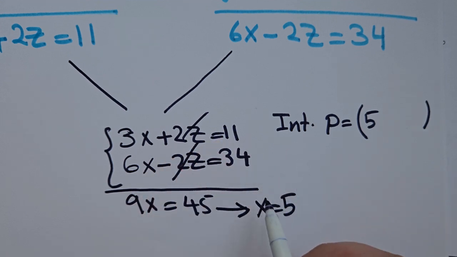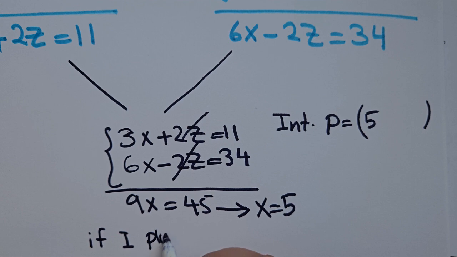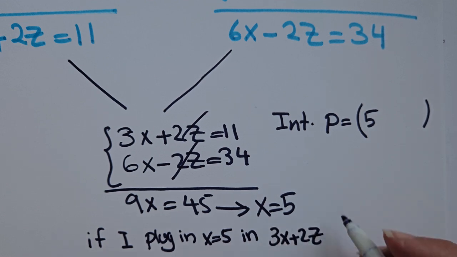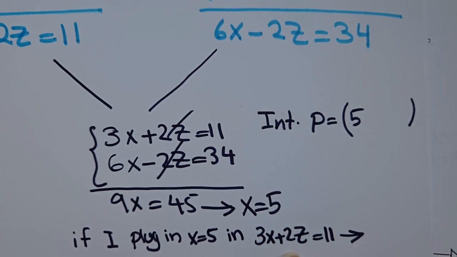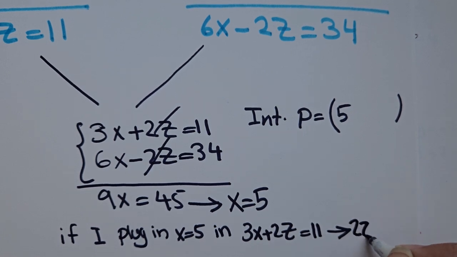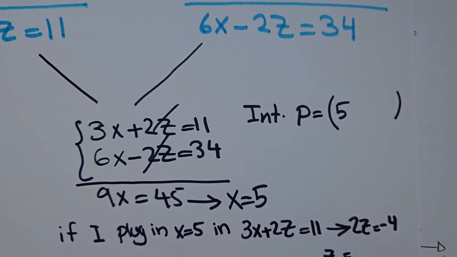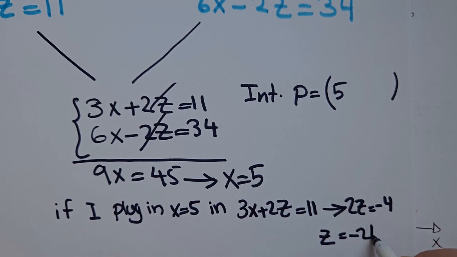So if I plug in x equals 5 in 3x plus 2z equals 11, then it would be 15. It moves to the other side, would be negative 15 plus 11, negative 4. So 2z would be negative 4. z would be negative 2. So far, I found the values of x and z.